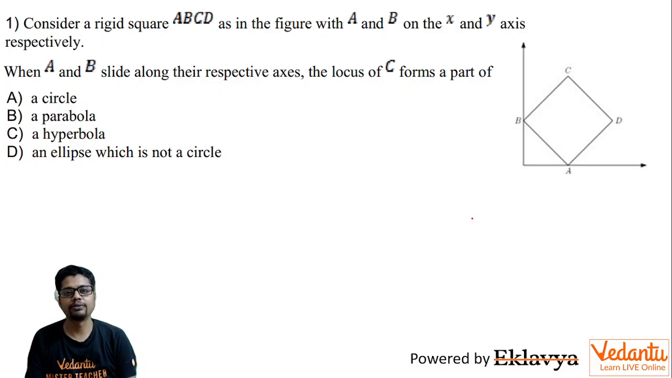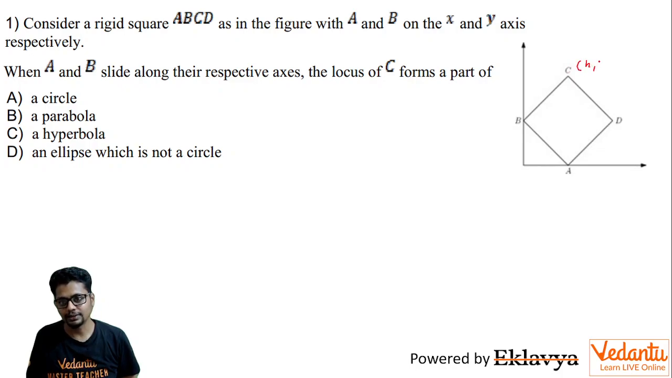We are discussing KVPY 2017 SX and the question for this video is this. Consider a rigid square ABCD as in the figure with A and B on the X and Y axis respectively. When A and B slide along their respective axes, the locus of C forms a part of. There are four options and it is a single correct type question. So here the locus of this point C is what we want.